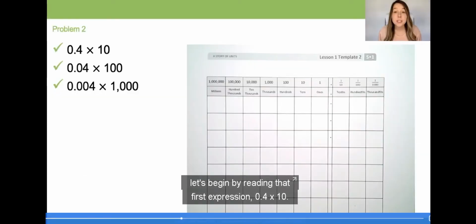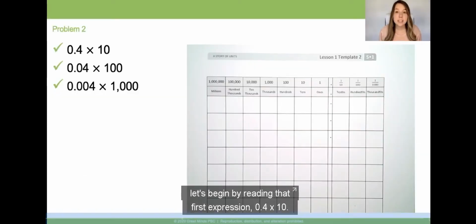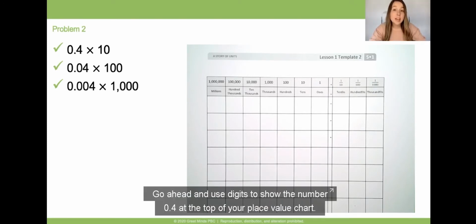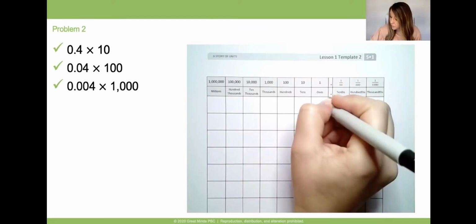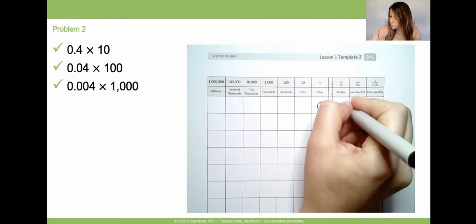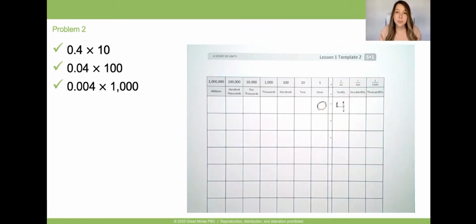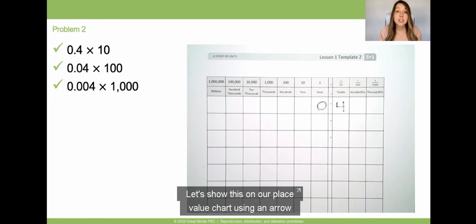Let's begin by reading that first expression. 4/10 times 10. Go ahead and use digits to show the number 4/10 at the top of your place value chart. We can also think of this as 4/10 times 10 equals 40/10, which is the same as 4 ones. Let's show this on our place value chart using an arrow.